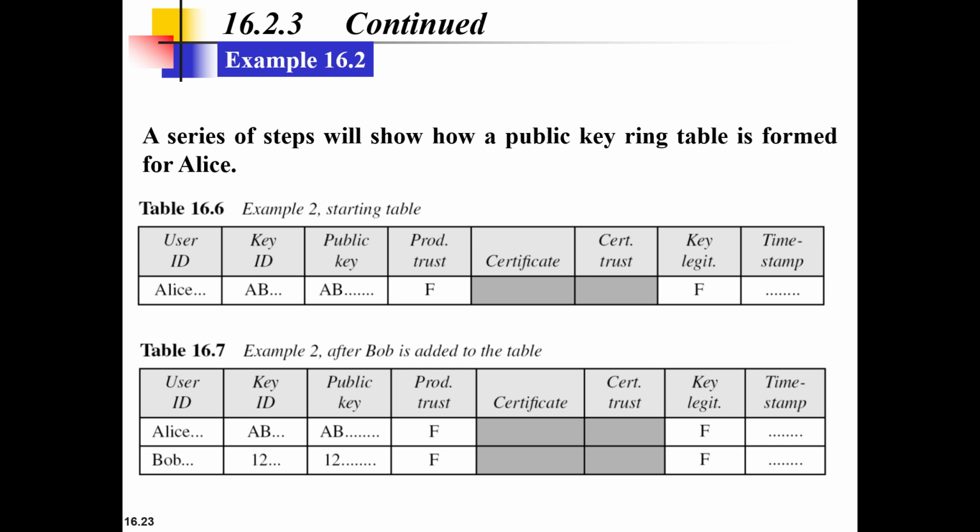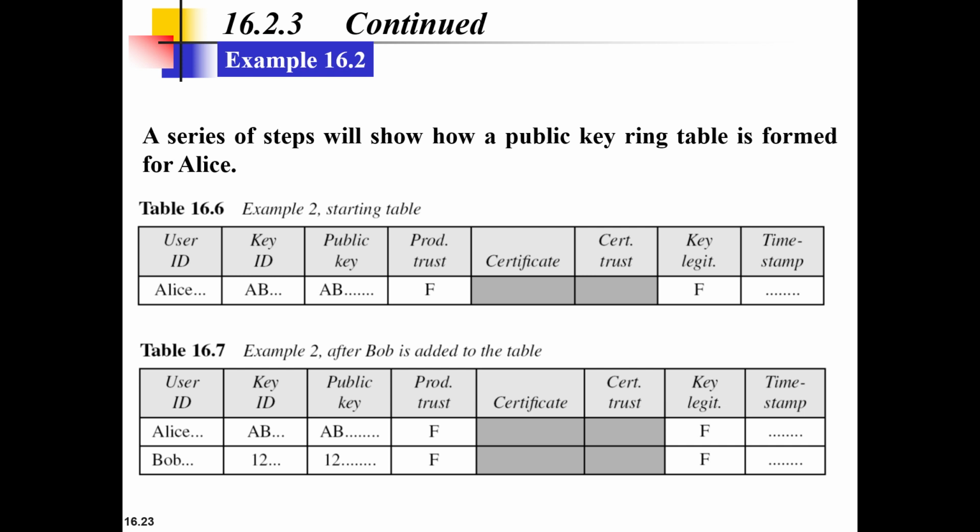Alice, of course, trusts herself fully. The producer level of trust is also full, and so is the key legitimacy. Although Alice never uses this row first, it is needed for the operation of PGP. Second, now Alice adds Bob to the table.